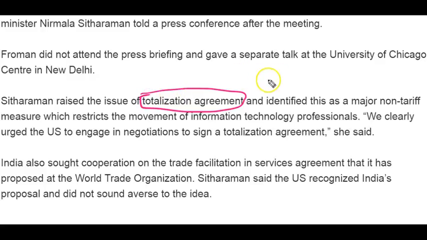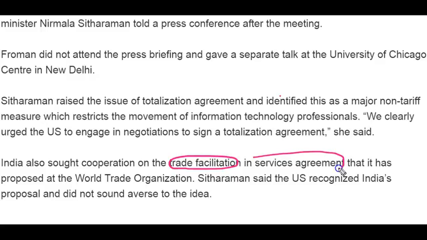If the agreement is signed, Indians need not pay social security contributions in the USA. They only have to pay in India. India also raised another issue about trade facilitation in the services agreement, as proposed by the World Trade Organization. So these are the important areas raised by India and the USA.